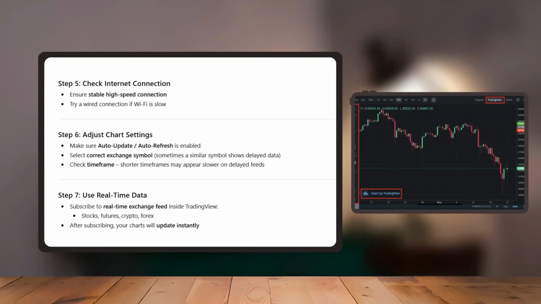Adjust your chart settings. Make sure auto update or auto refresh is enabled. Select the correct exchange symbol, as similar symbols may show delayed data. Also check the time frame, as shorter time frames may appear slower on delayed feeds.